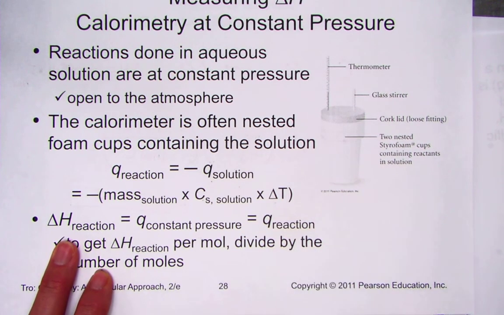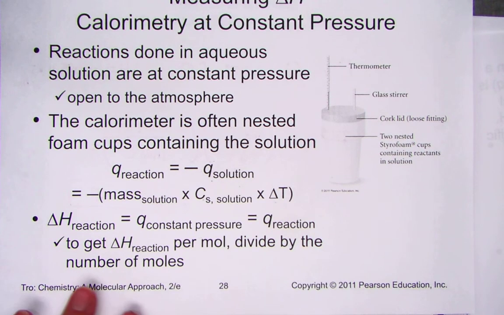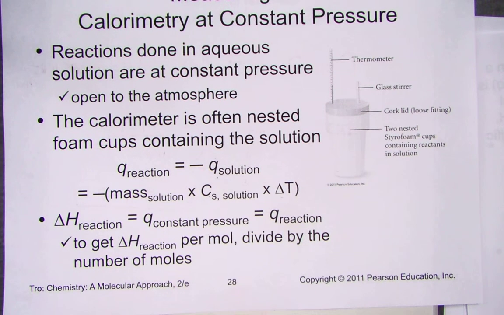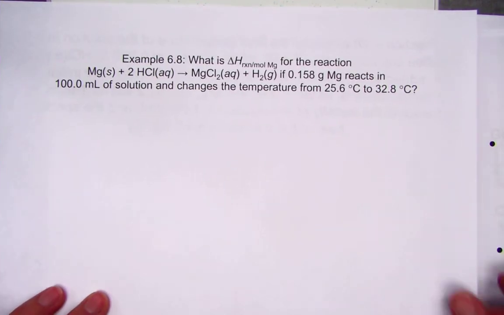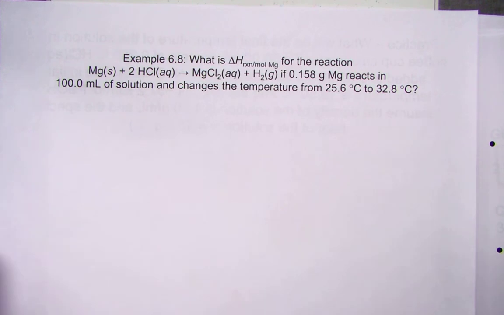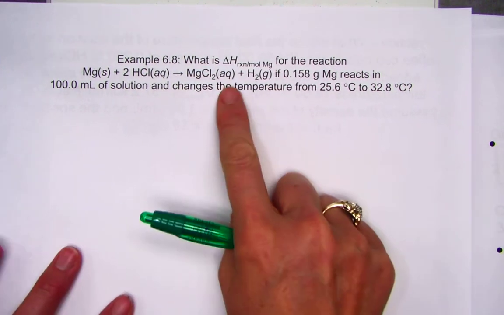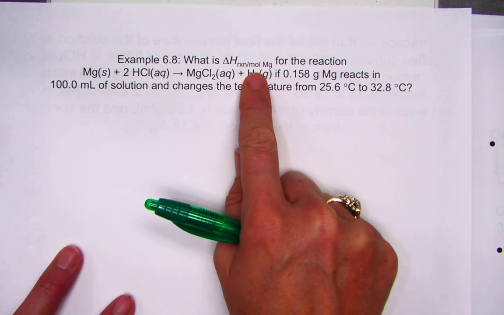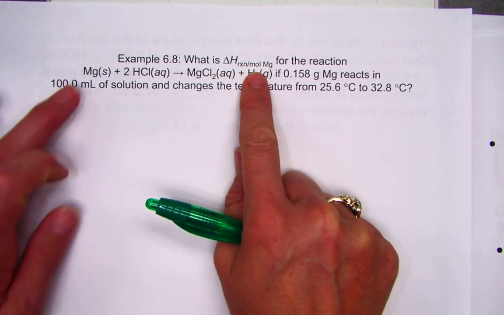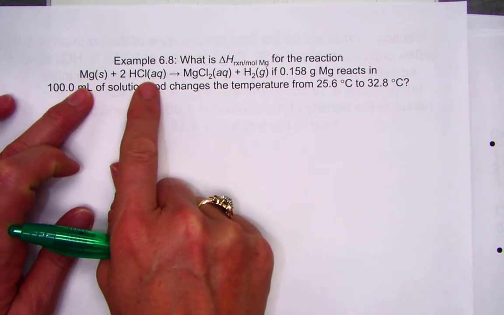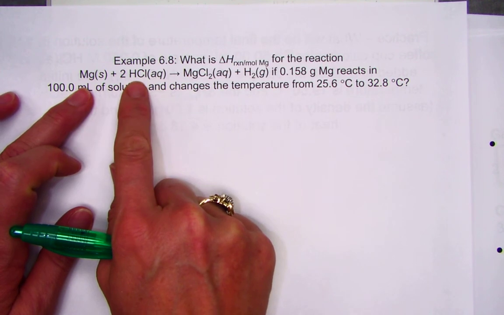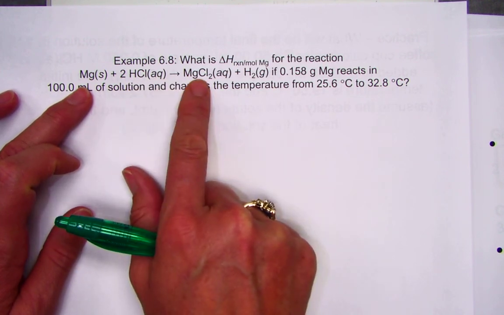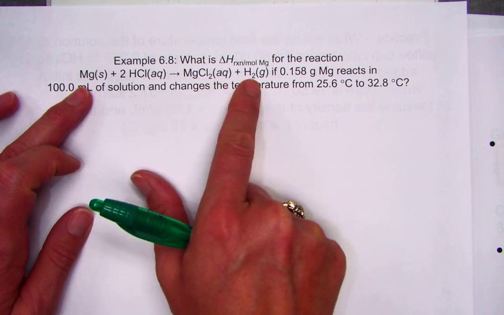The heat of the reaction is Q of the reaction. We're measuring it with a coffee cup calorimeter. So to get delta H for the reaction per mole, we've got to divide by the number of moles of our reactant. And let's just take a modeled example. We're on slide 29. That reads, what is the delta H of a reaction in moles of magnesium if magnesium solid is placed into aqueous hydrochloric acid, producing magnesium chloride aqueous and hydrogen gas?